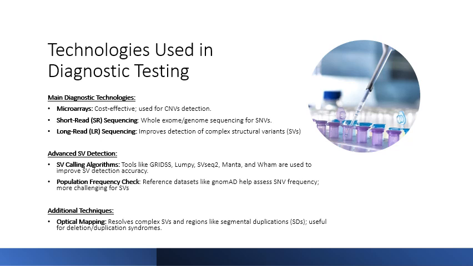Additional techniques that we do look at, such as optical mapping, enhance the resolution for complex structural variants and is crucial for diagnosing deletion and duplication syndromes. It really excels in resolving those complex structural variants, and it's particularly useful in diagnosing deletion and duplication syndromes.